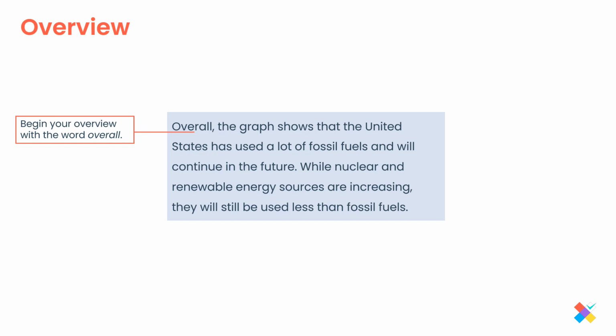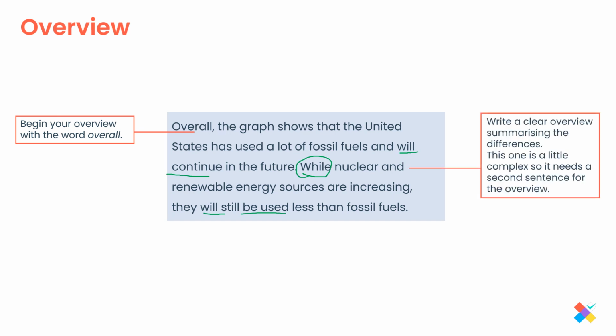The overview, as I said, starts with overall. You can see the main trends. United States had used a lot of fossil fuels. Projection will continue in the future. Comparison, while nuclear and renewable energy are increasing, they will still be used less. Okay? Having a clear overview with the highs and the lows, with the main important things, it's going to be easier for you to figure out exactly how to go into more details in the body paragraphs.